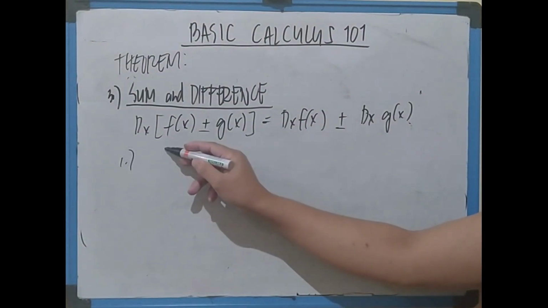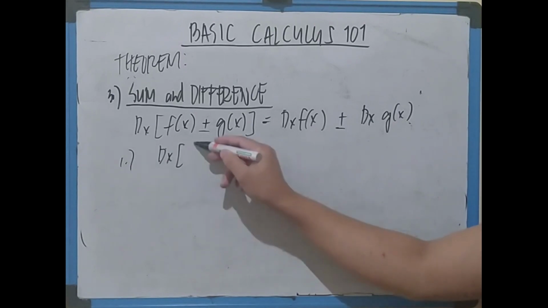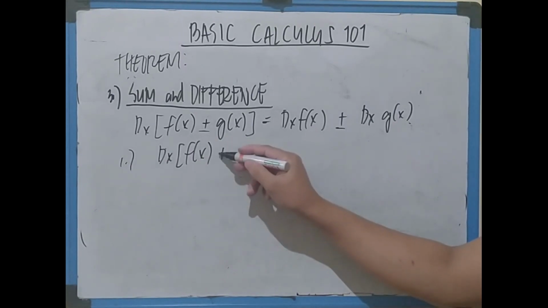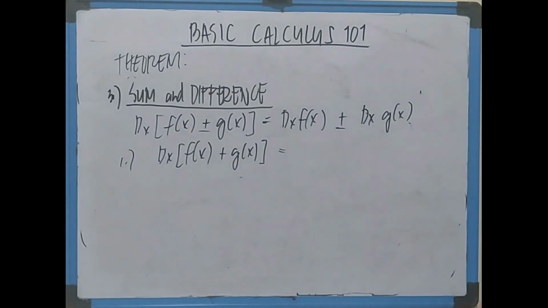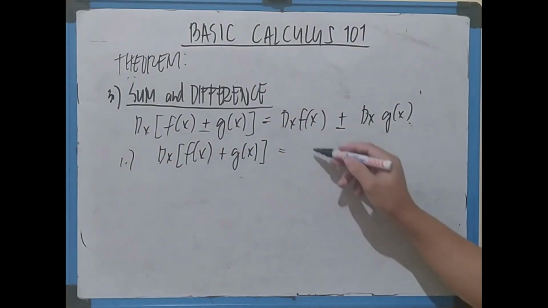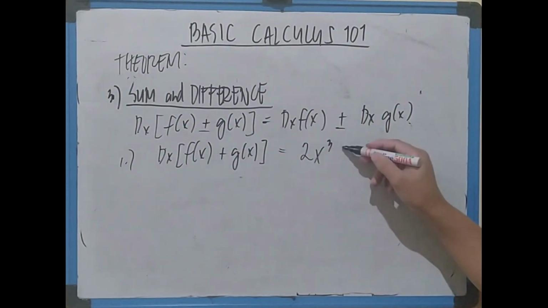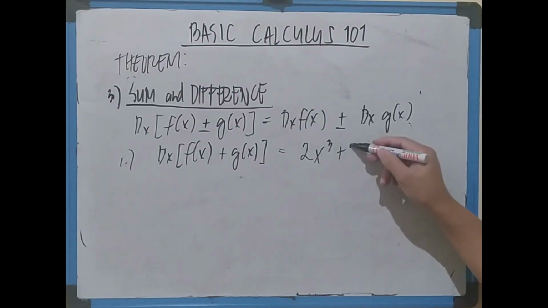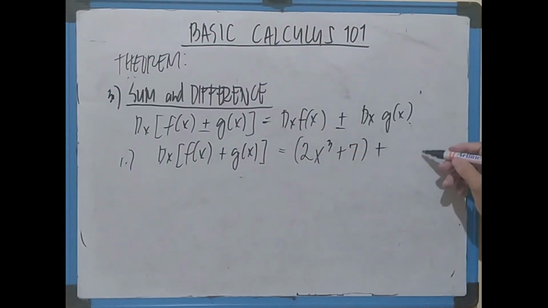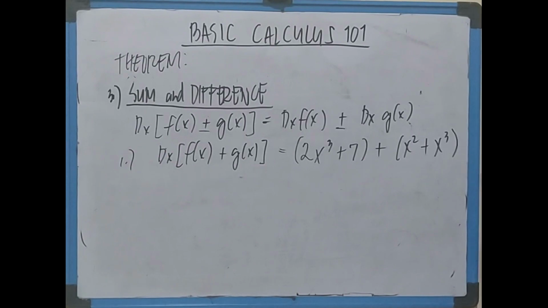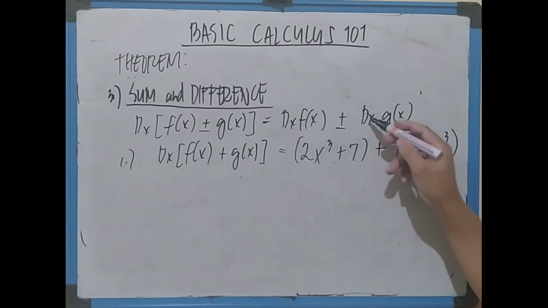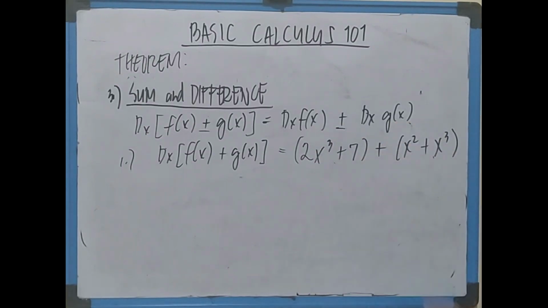Let's say for example, find the derivative of f of x plus g of x, where f of x for example is 2x cubed plus 7, and g of x, let's say, is x squared plus x cubed. Okay, so for example, these are their equations. As simple as that, we just get the derivative of this and the derivative of this, then we combine like terms. But since this is addition, we just add them.